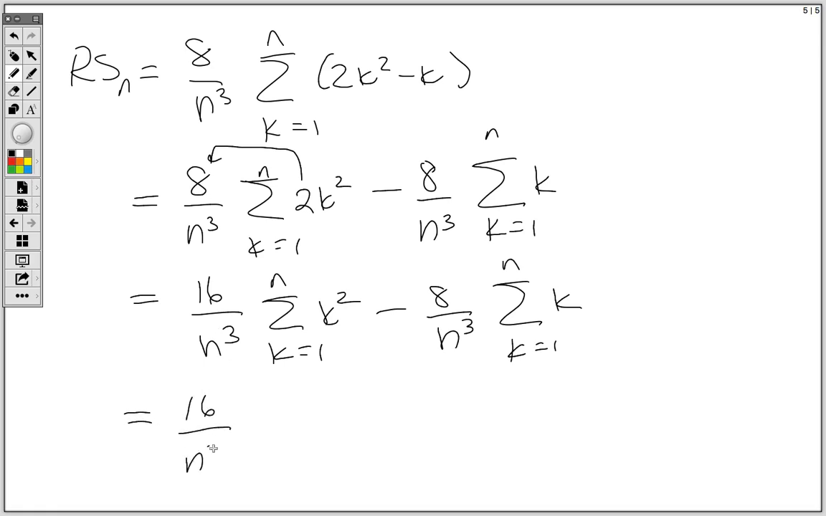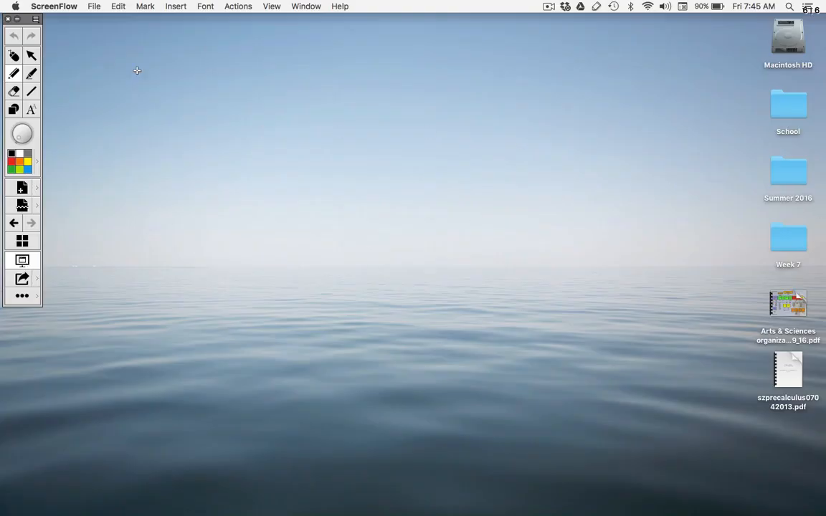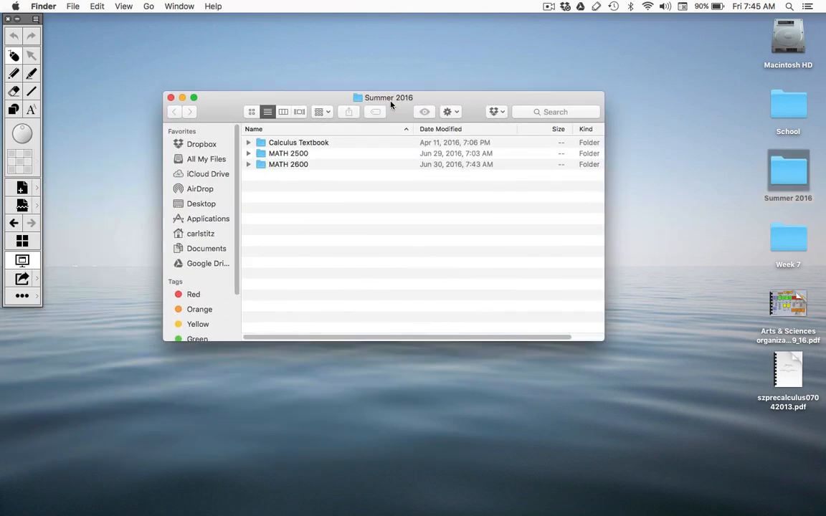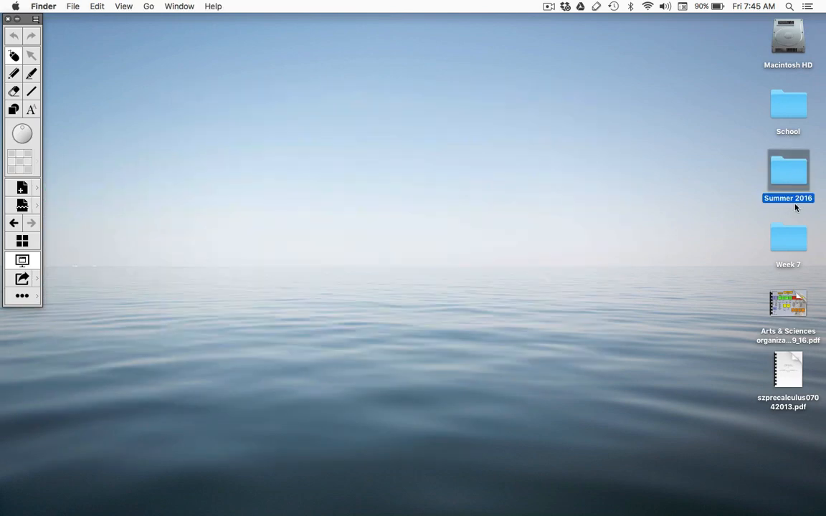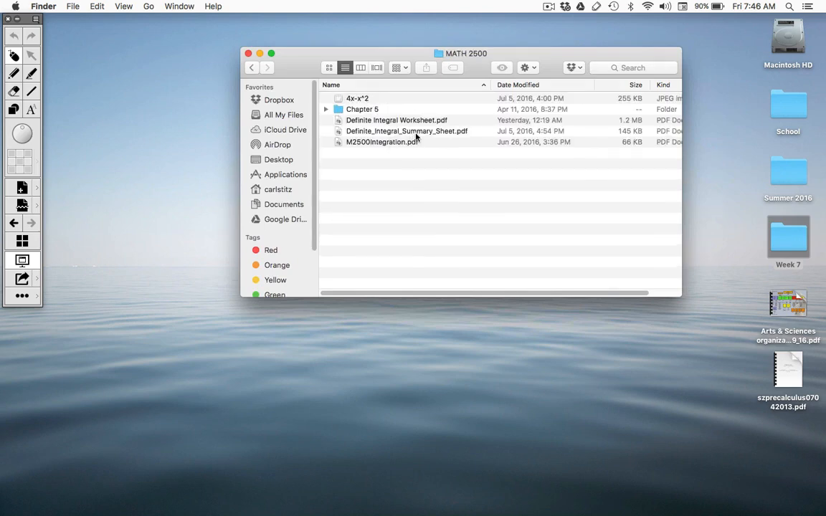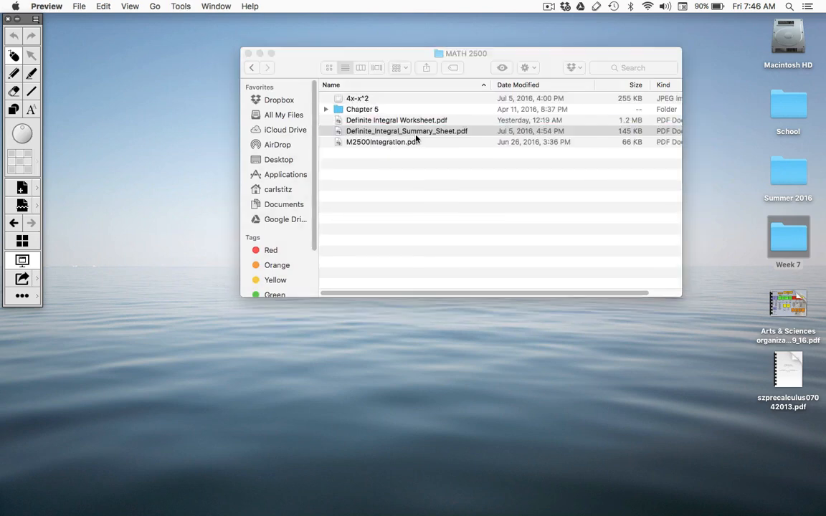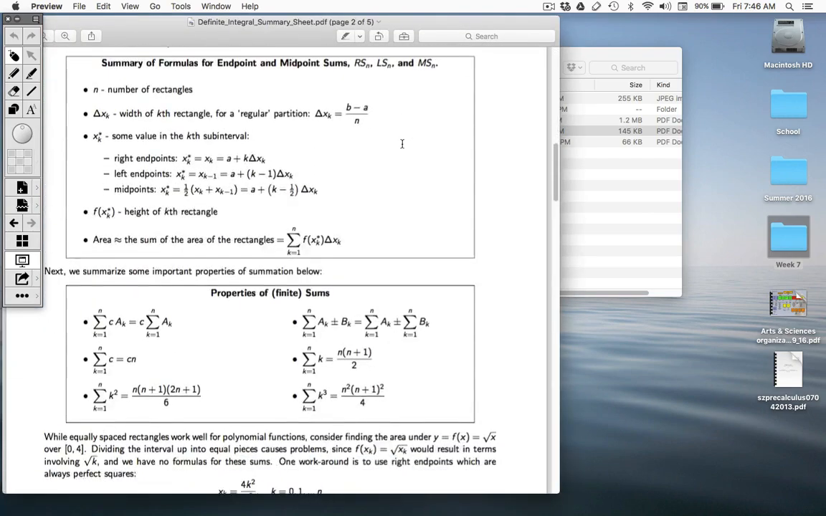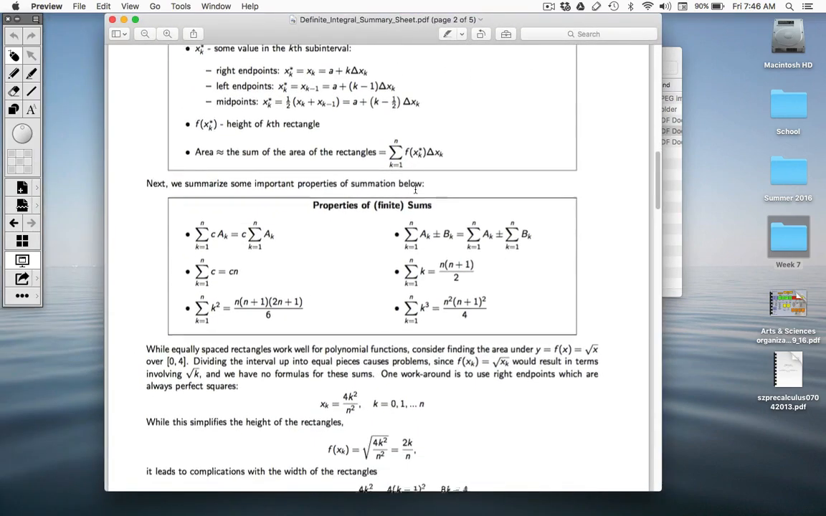So I get a 16 over n cubed, and this is where I use the formula sheet. Once again, I don't expect you to memorize these formulas. Whoops, I don't have it handy. I'm going to go find it. I apologize for that. All right, so here are the formulas.